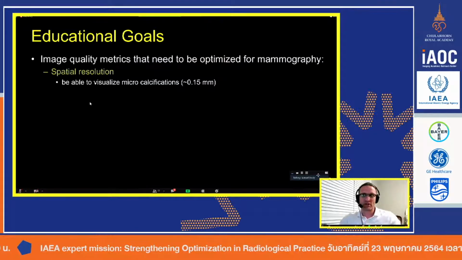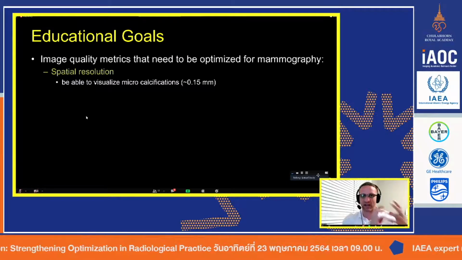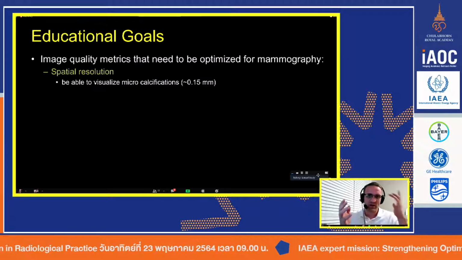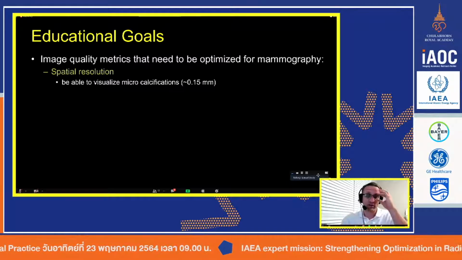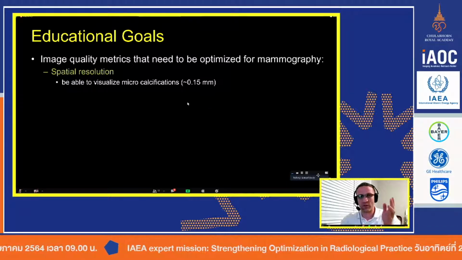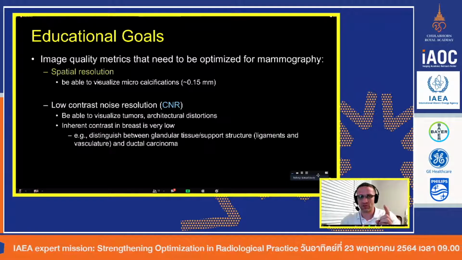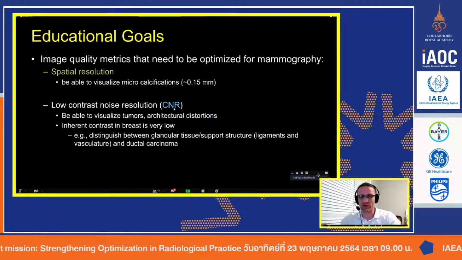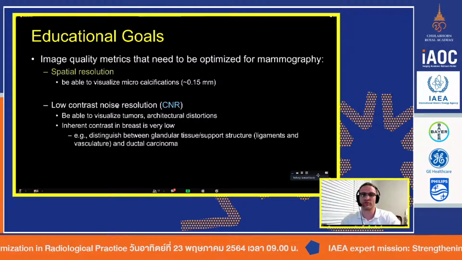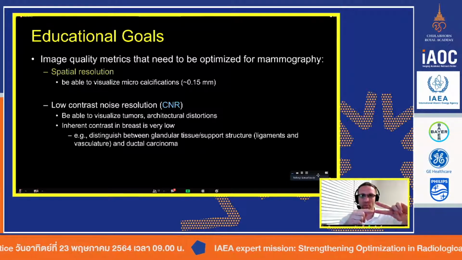Okay, so let's talk a little bit about optimization. So we talked about how to calculate the dose. That's fine. But what does that mean in the bigger picture? So real quick summary. When we image for mammography, we need to be able to see high spatial resolution and good low contrast noise resolution. And we talked about this last week, how these two things are opposite.